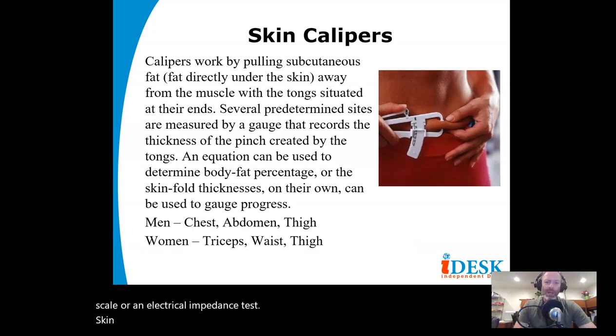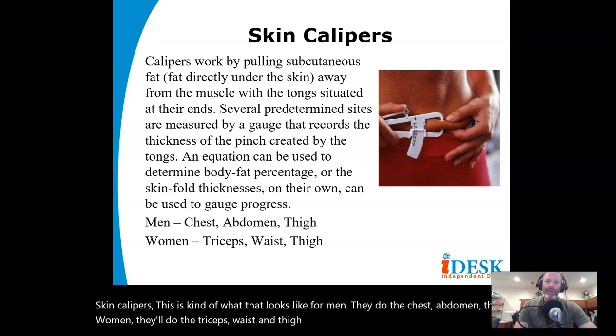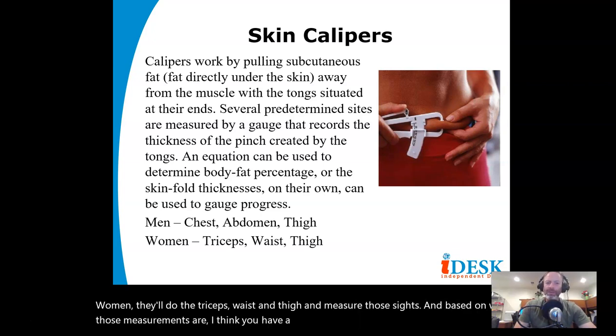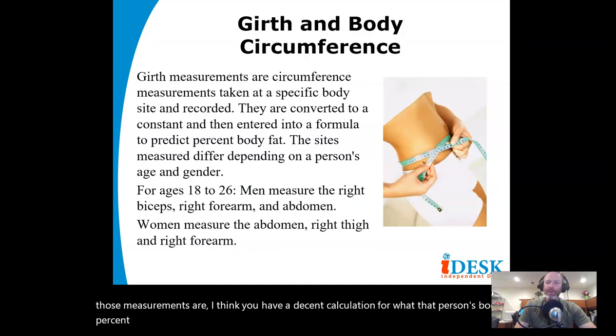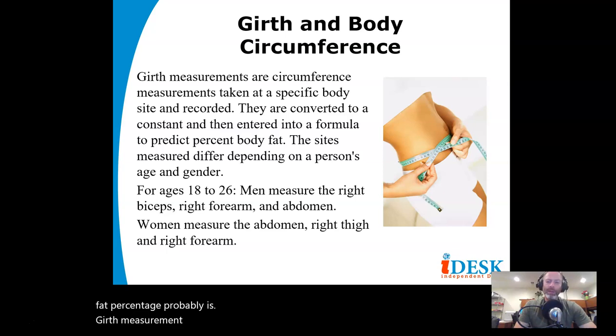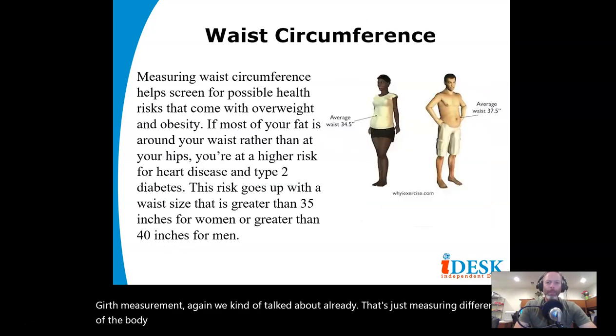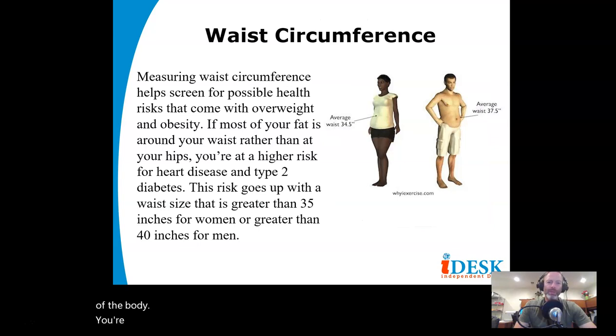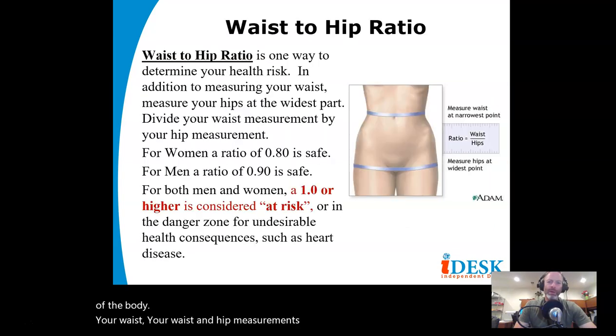Skin calipers, this is what that looks like. For men, they do the chest, the abdomen, the thigh. For women, they'll do the triceps, waist, and thigh, and measure those sites. Based on what those measurements are, you have a decent calculation for what that person's body fat percentage probably is. Girth measurement, again, we talked about already. That's just measuring different areas of the body. Your waist to hip measurement is another one, where you measure your waist as well as your hips.